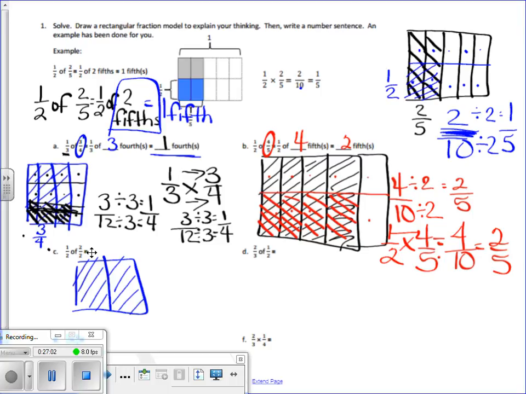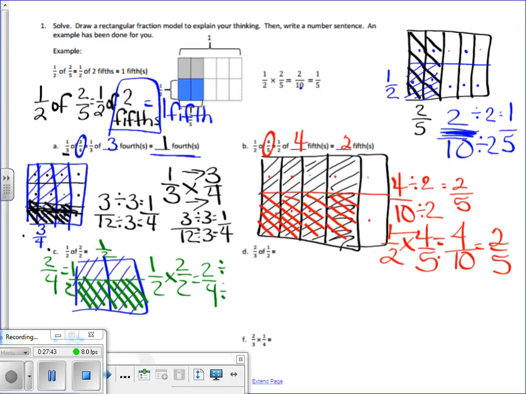Then 1/2. Yes, I got it right. Then double shade. It's only half of it. So 1/2 of 2 halves equals 1 half. Or it's 2/4, which is equal to 1/2. That's exactly what I got. 1/2 times 2 halves equals 2/4, but you have to simplify.